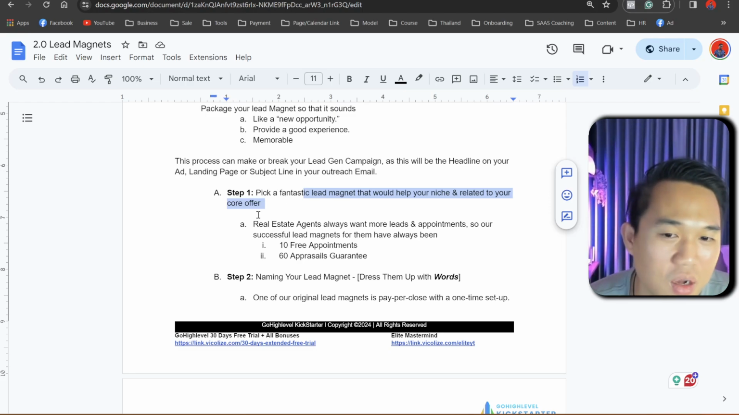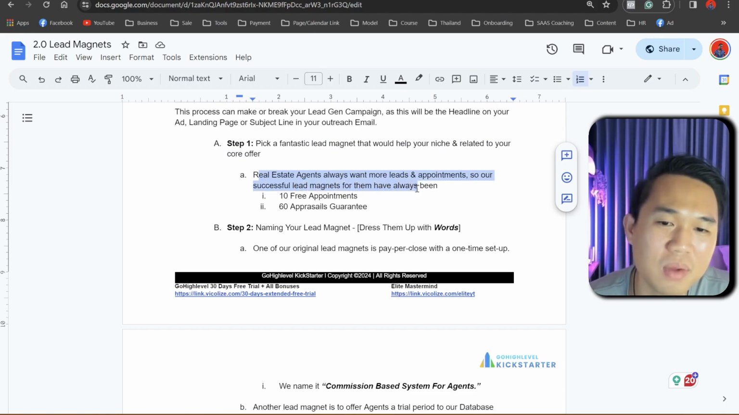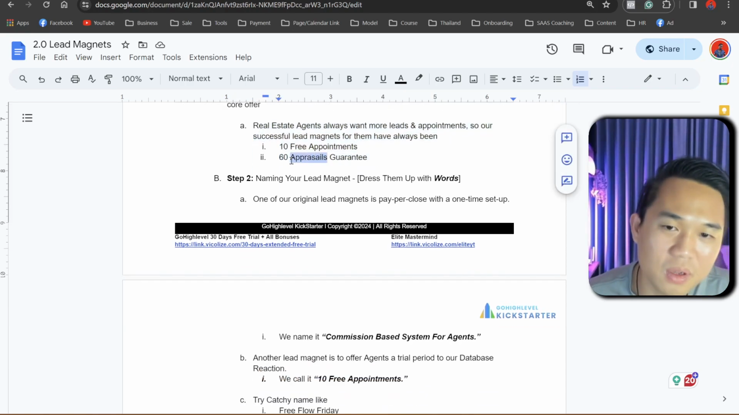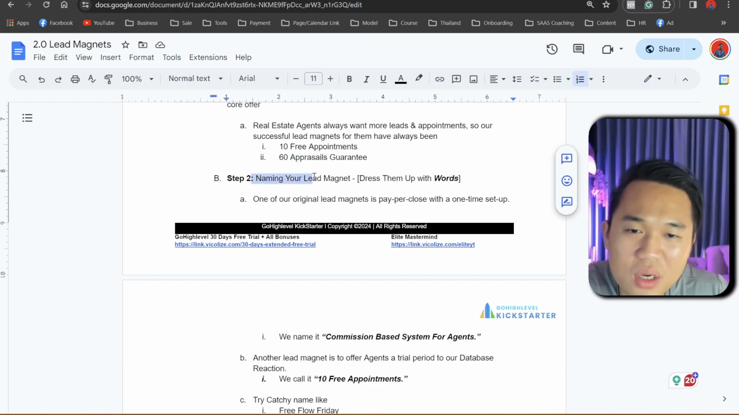It should solve one unified problem. Real estate agents always want more leads and appointments, so our successful lead magnet for them has always been 10 free appointments and a free appraisal guarantee. And if you're watching this in another country or in America, it's a term we use in Australia. It's just an update on someone's house price, like giving people a house price update. That's what appraisal means.